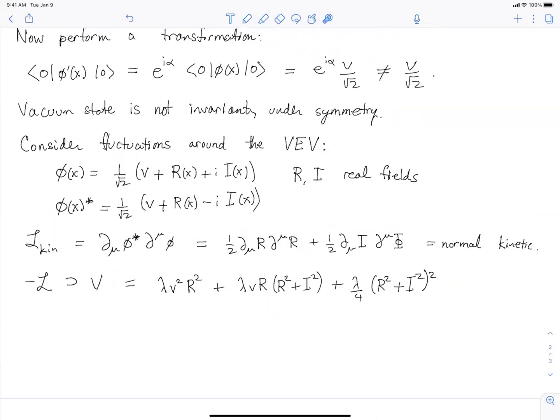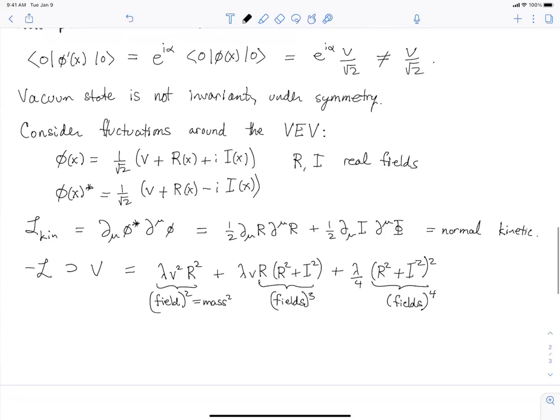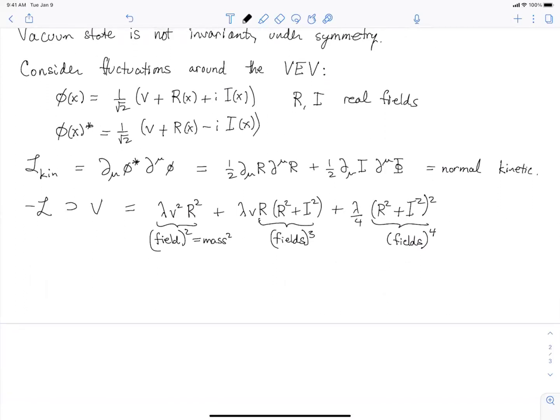And notice that what we've got there is field squared terms, which makes it a mass squared term. And we've got terms with fields cubed, r times r squared and r times I squared. And that's an interaction. And then we've got things that have 4 fields, so I can write that schematically as field to the 4th power. So we've got a mass squared term, but we've also got terms that look like this.